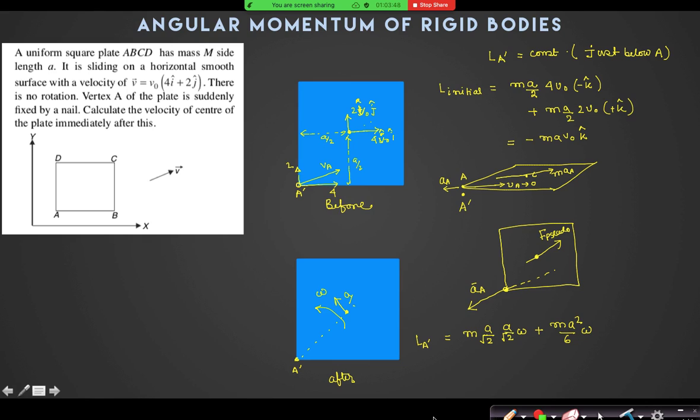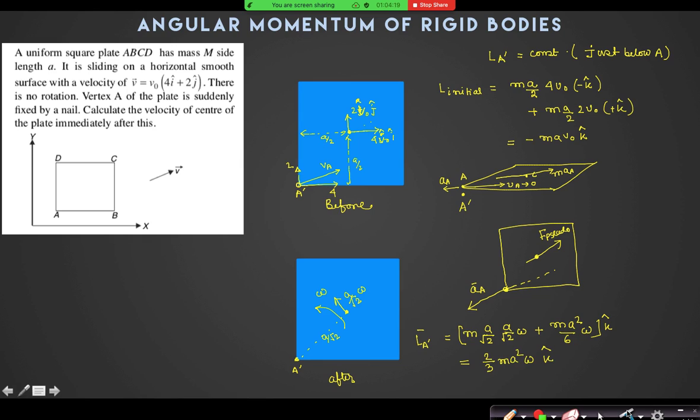Right? It is a by root 2 omega. This distance is also a by root 2. So RC omega is coming up the plane. Both of them are k cap. RC omega is coming up the plane and IC omega is also coming up the plane. If you add it, I think it is ms square by 6 plus ms square by 2. 3 ms square by 6, 4 ms square by 6. So I think it is 2 by 3 ms square omega.